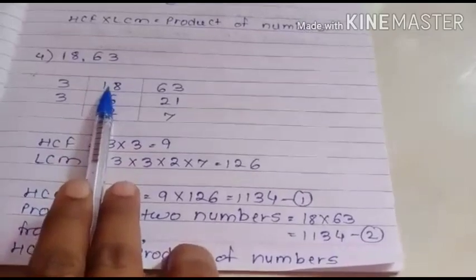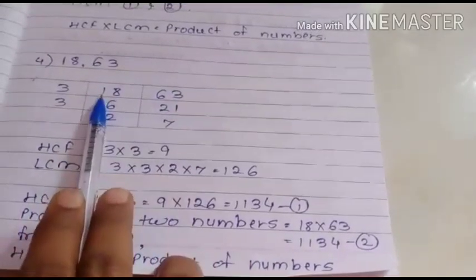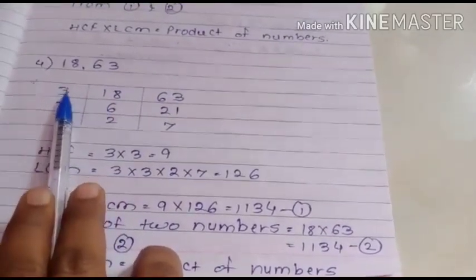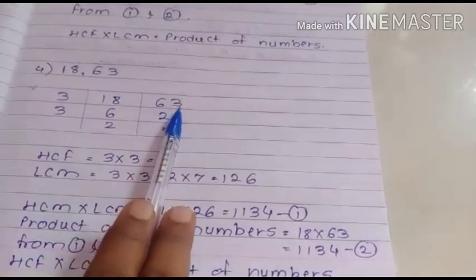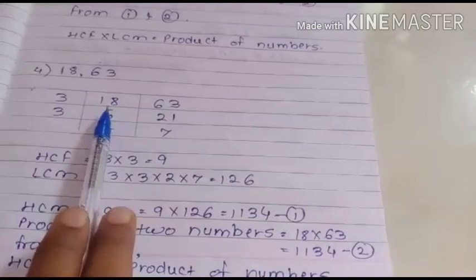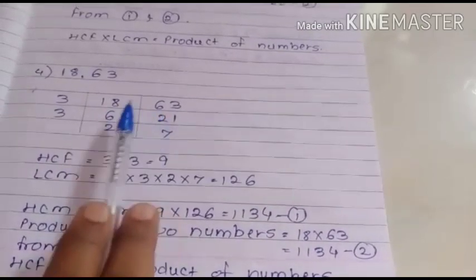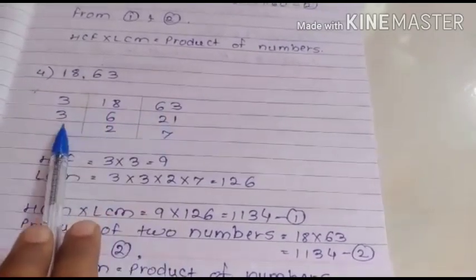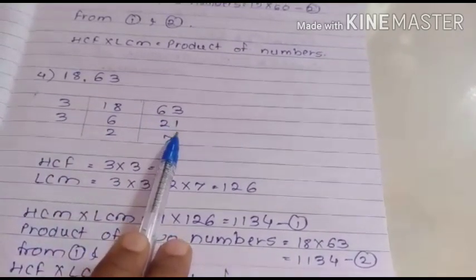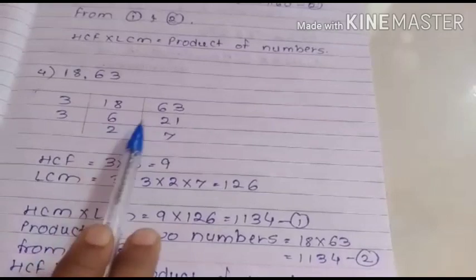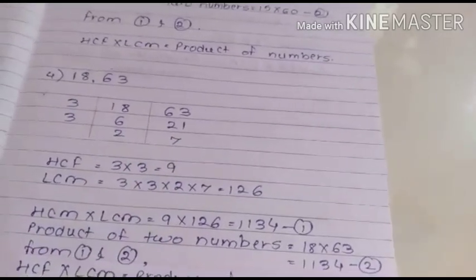Now just see the fourth one. 1863. I wrote it in a vertical manner. I divided here by 3. 3 6s are 18, 3 2s are 6, 3 1s are 3. So what numbers did I get? 6 and 21. Again both are divisible by 3. So I divided here by 3. 3 2s are 6, 3 7s are 21. Both are prime numbers, so we have to stop here itself.